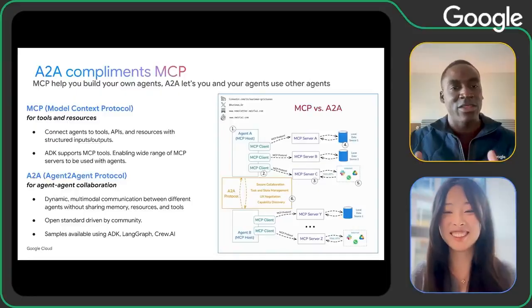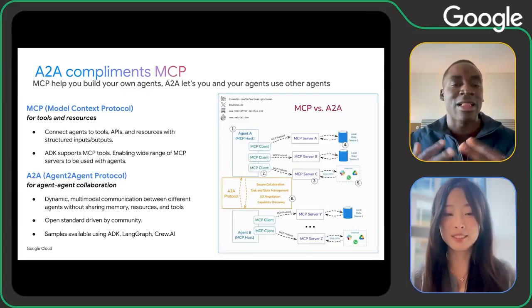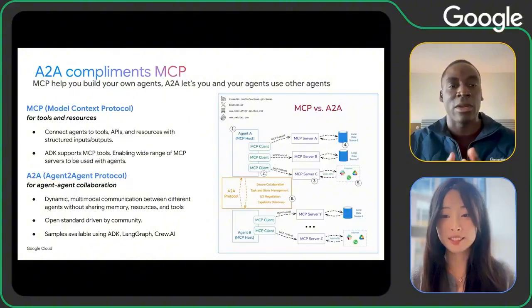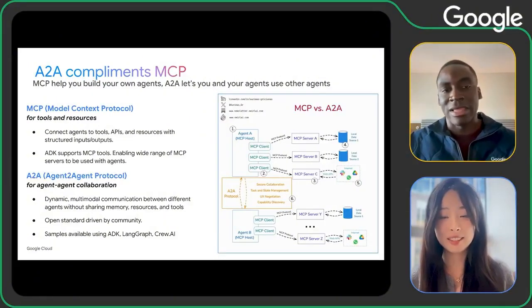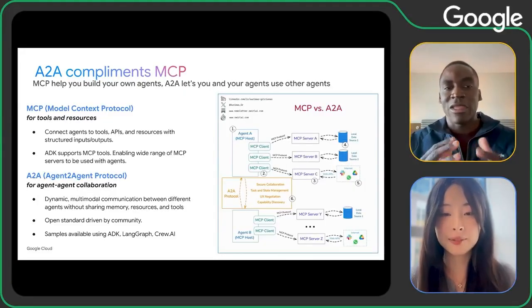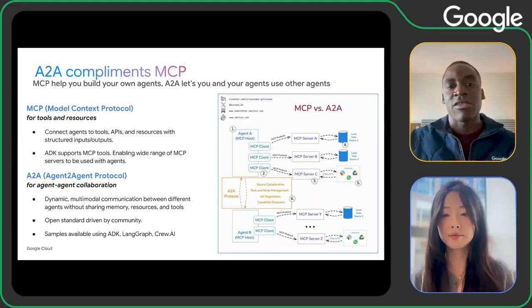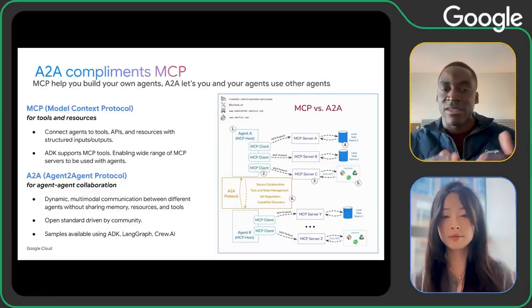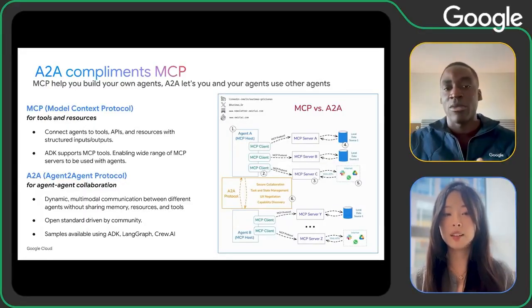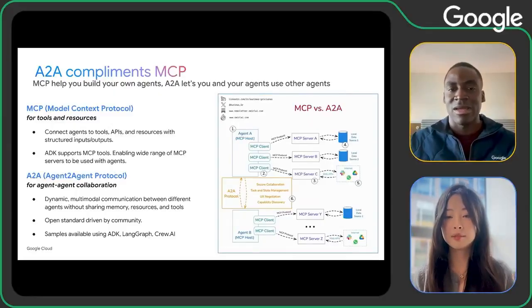Oftentimes people wonder if A2A is competitive with MCP or collaborative. I like to look at it as collaborative, where A2A is really good for enabling agent-to-agent communication, while MCP enables tool discovery and tool communication with your agents. So think agents for agents with A2A, and tools for agents, which is MCP. And there are edge use cases where technically you could use an agent as a tool via MCP.